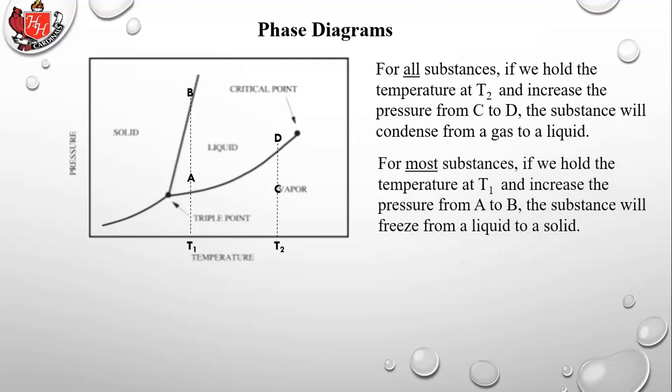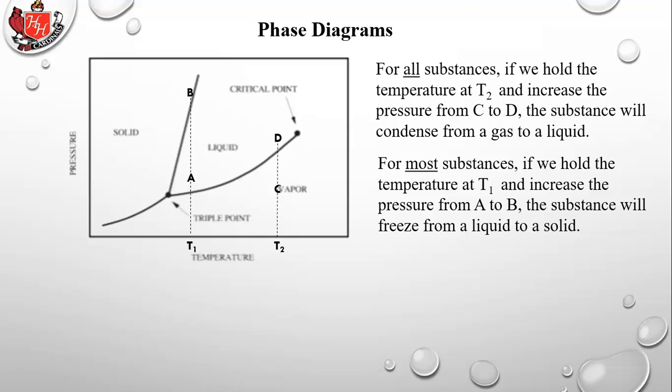For most substances, if we hold the temperature at T1 and increase the pressure from A to B, the substance will freeze from liquid to solid. So again, you're squeezing the molecules together. So instead of becoming loose where they can move around each other, which is what a liquid is, you're squeezing them tight together so they're in fixed positions, which is what a solid is.